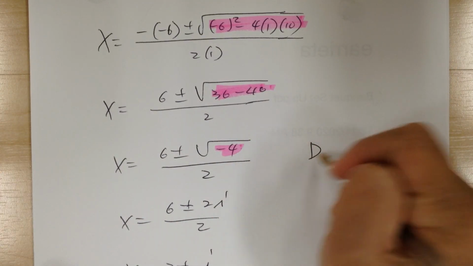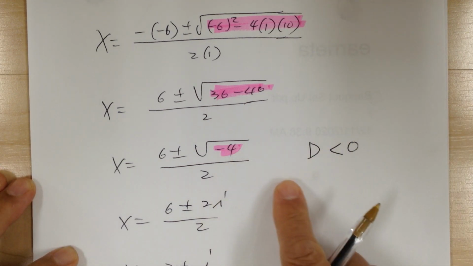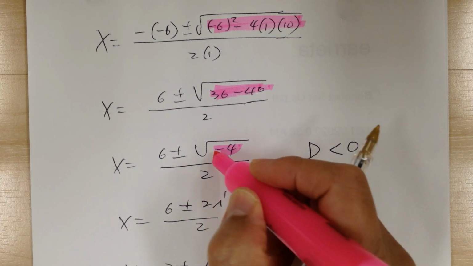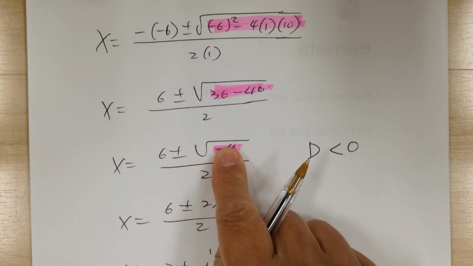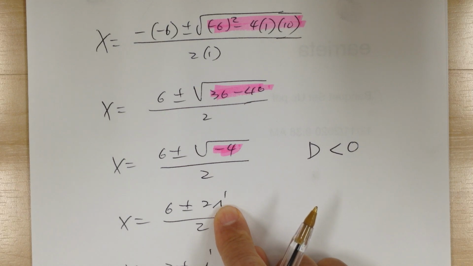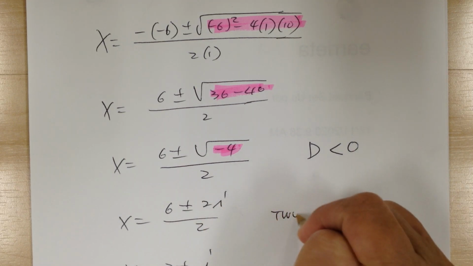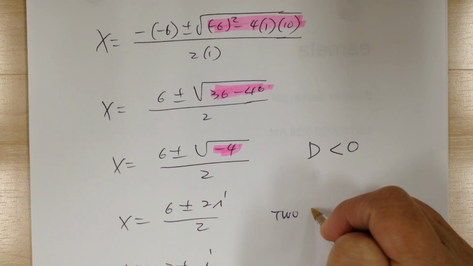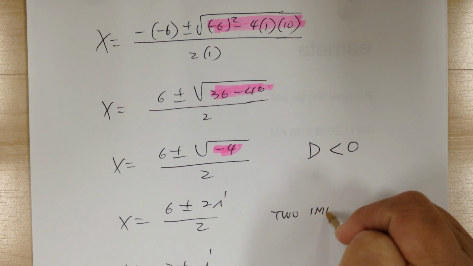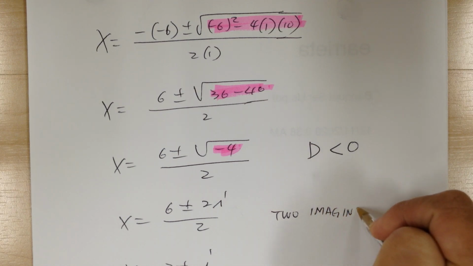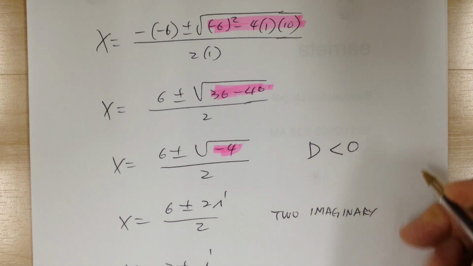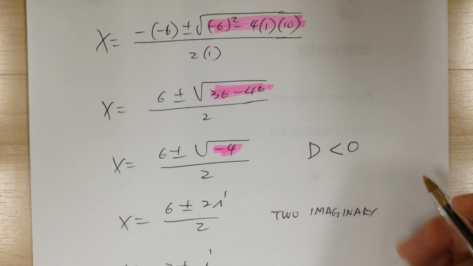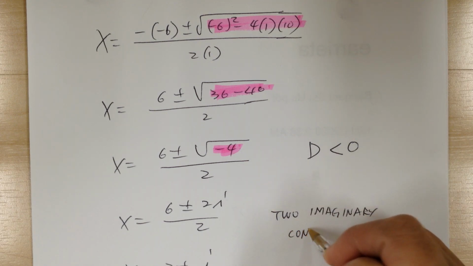So when d is less than 0, you're going to have a square root of negative numbers. And so when you have a square root of a negative number, you're going to get imaginary numbers. And so you're going to get 2 because you got plus and minus, right? So you get 2, and you're going to get imaginary. And they're going to be conjugate because one is plus, one is minus. So it will be 2 imaginary conjugate roots.